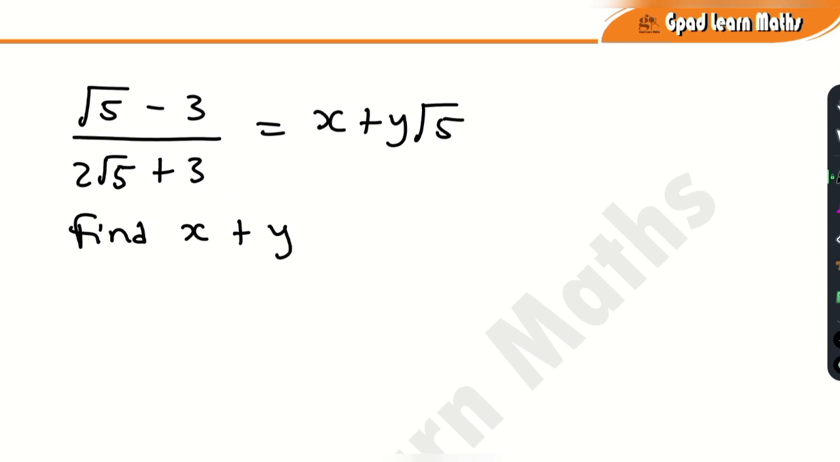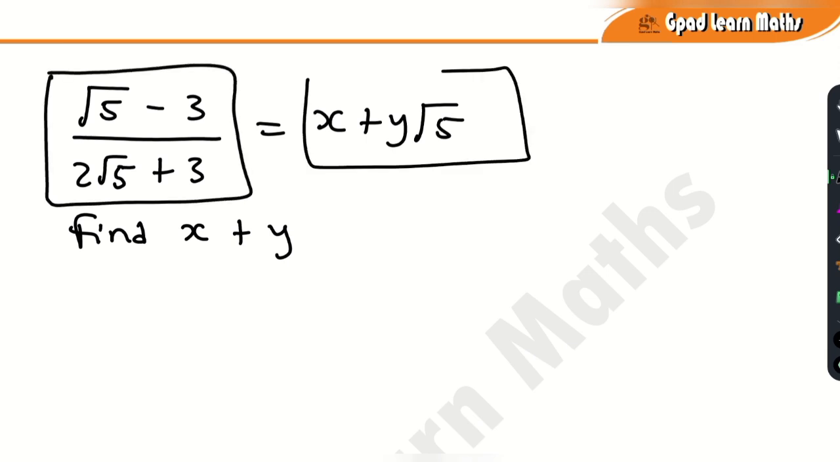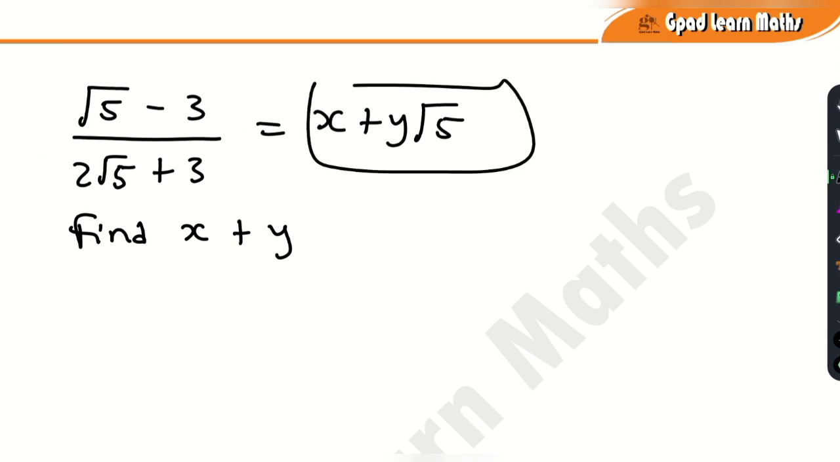It means that we must first get the value of x and of y, then we cannot find the value of x plus y. Another thing again that we have to do is that we must simplify this to this form, or I should say we must express it in this form where we just have x plus y root 5. So let's begin.